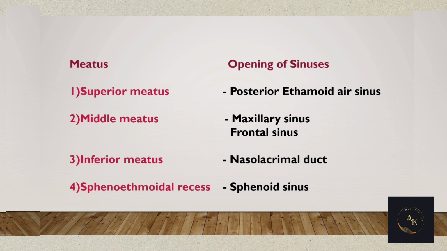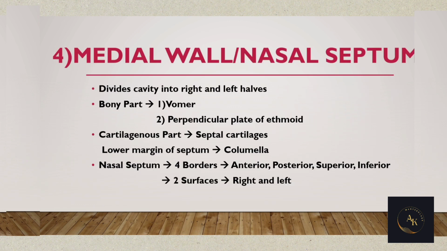Superior meatus opens into posterior ethmoid air sinus. Middle meatus opens into maxillary sinus and frontal sinus. Inferior meatus opens into nasolacrimal duct. Sphenoethmoidal recess opens into sphenoid sinus.